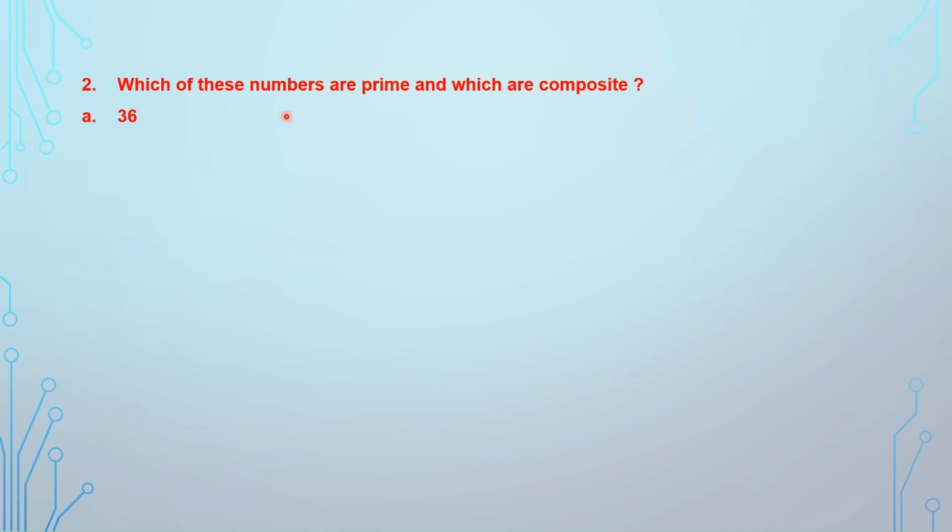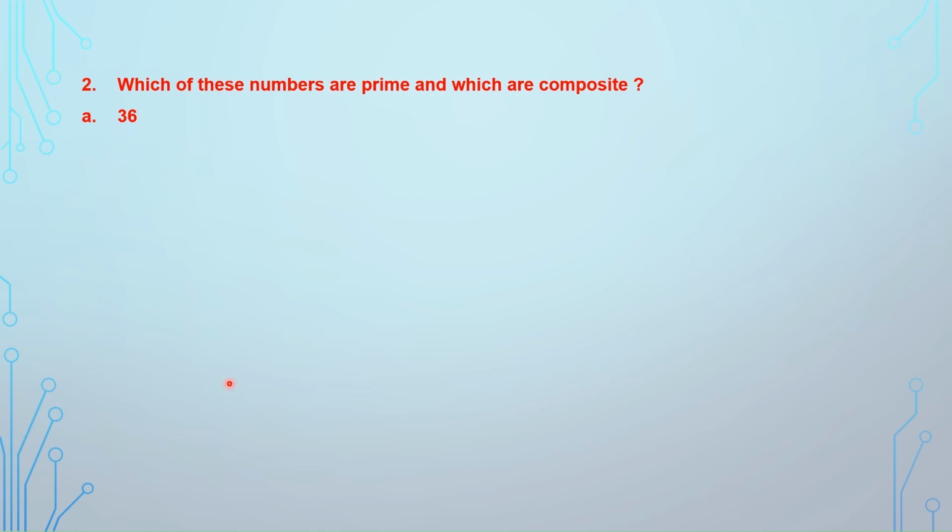Question 2. Which of these numbers are prime and which are composite? Now I hope all of you have understood prime and composite numbers by watching the video that was put in the beginning of this. So one way to find out is all even numbers. 36 is an even number, isn't it? All even numbers are composite numbers other than 2. 2 is the only even number which is prime. All the other even numbers are composite numbers. So 36 is a composite number.